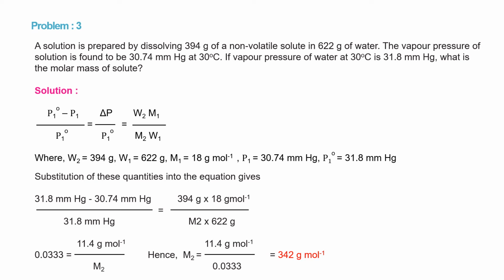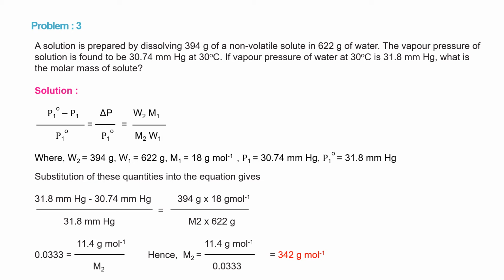Okay. M2 is what? That is the molar mass of your solute. So for this, which formula have we taken? That is (P01 minus P1) upon P01, which is equal to delta P upon P01, which is equal to W2 into M1 upon M2 into W1.